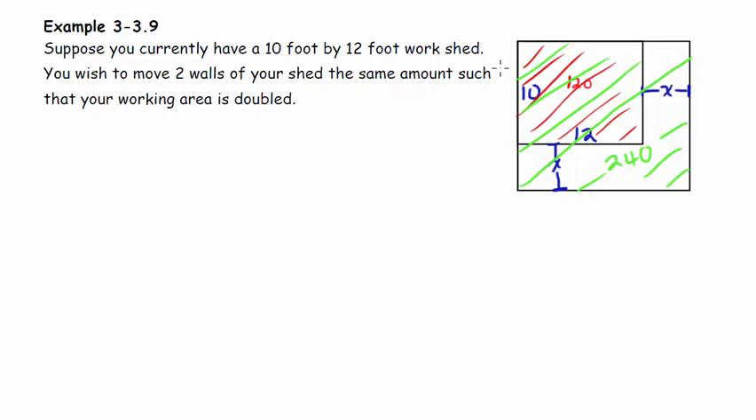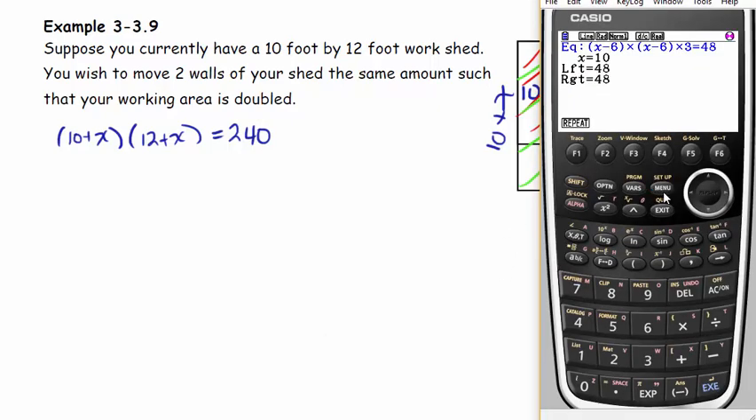Alright, so my new width is 10 plus x. My new length is 12 plus x, and I want that product to be 240. So I have 10 plus x quantity times 12 plus x quantity equals 240. Now, if I'm using my technology here, I don't need to do any simplification.